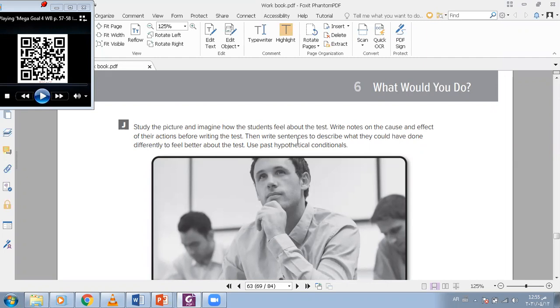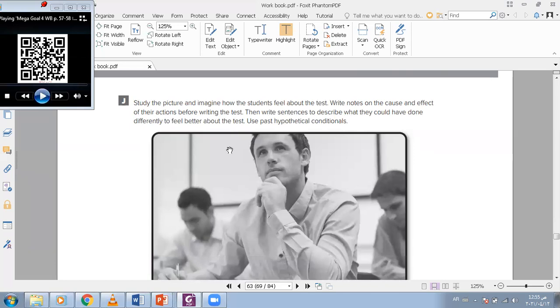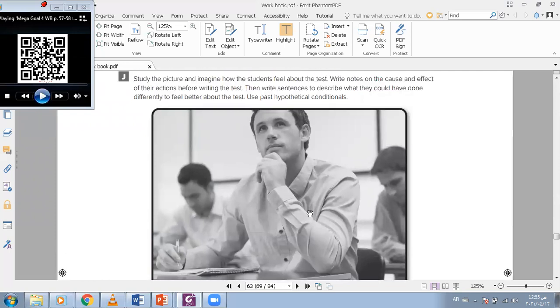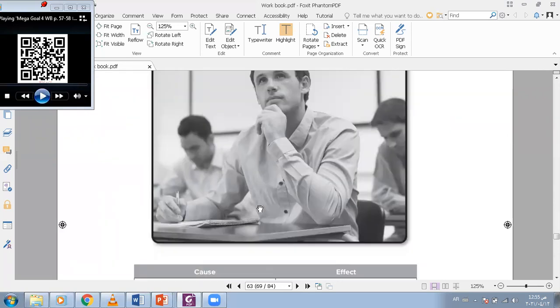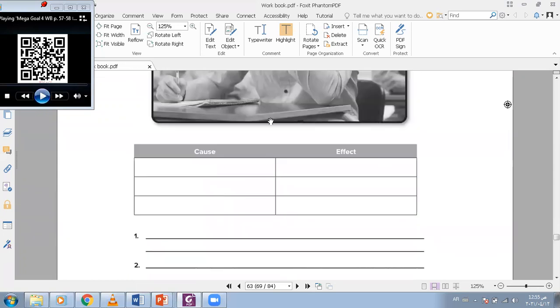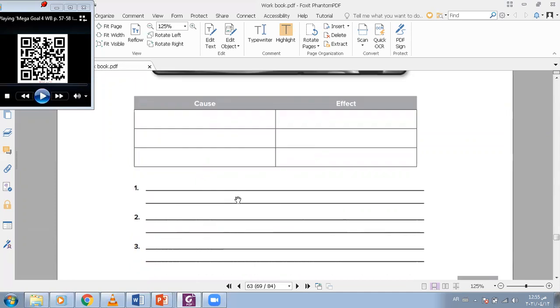طيب then write sentences to describe what they could have done differently to feel better about the test. Use past hypothetical conditionals. يعني هو عاوزك تستخدم نفس الكلام اللي احنا قلناه، اللي هي حالة اف الثانية او حالة اف الثالثة اللي احنا اتكلمنا فيها لما نكون بنوصف موقف زي كده فيه سبب ونتيجة. بنستخدم طبعا the past hypothetical conditionals. طبعا هنا بتكتب الكوز والإفكت، تكتب السبب وهنا النتيجة، وبعدين تكتب الجملة كاملة تحت هنا كده في المكان المخصص ليه.